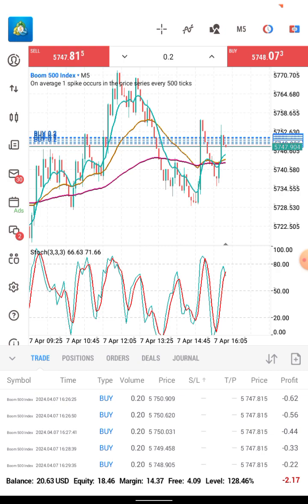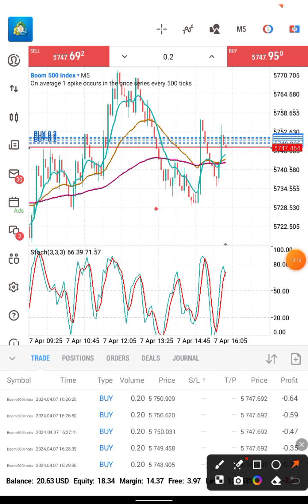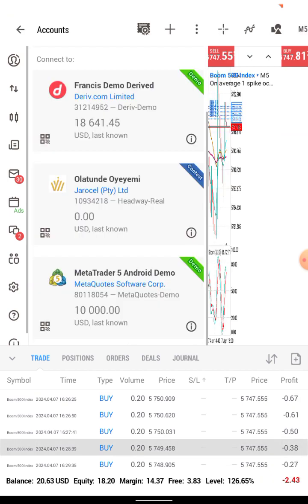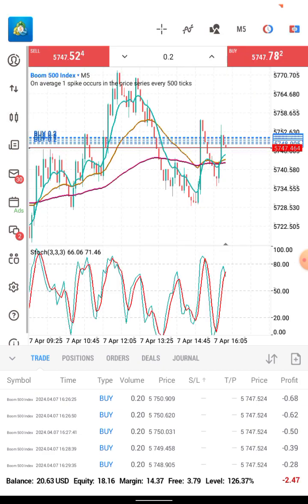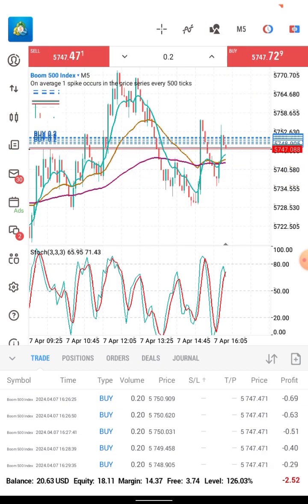Now I'm seeing something here also, between the line here. Let me show you something I'm seeing. See this candle here. When the price gets to that level, it spikes up. So there's a tendency that another spike can occur at that level.